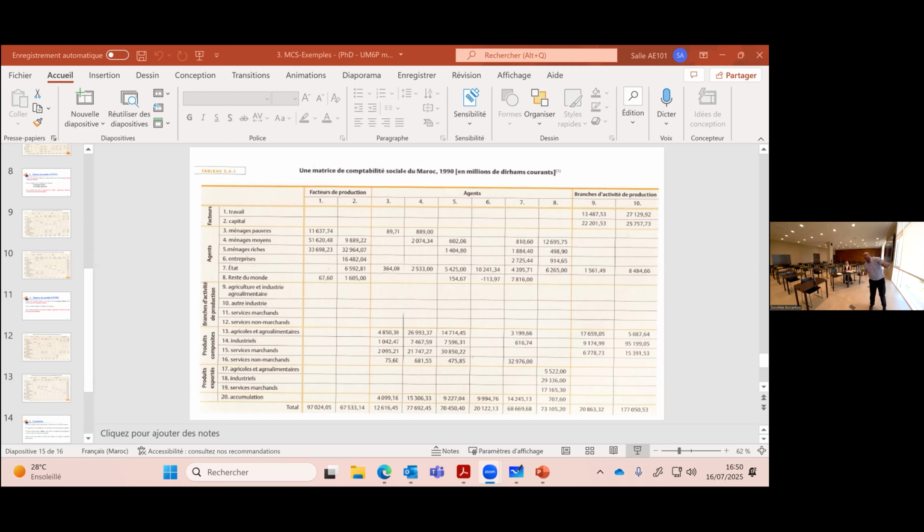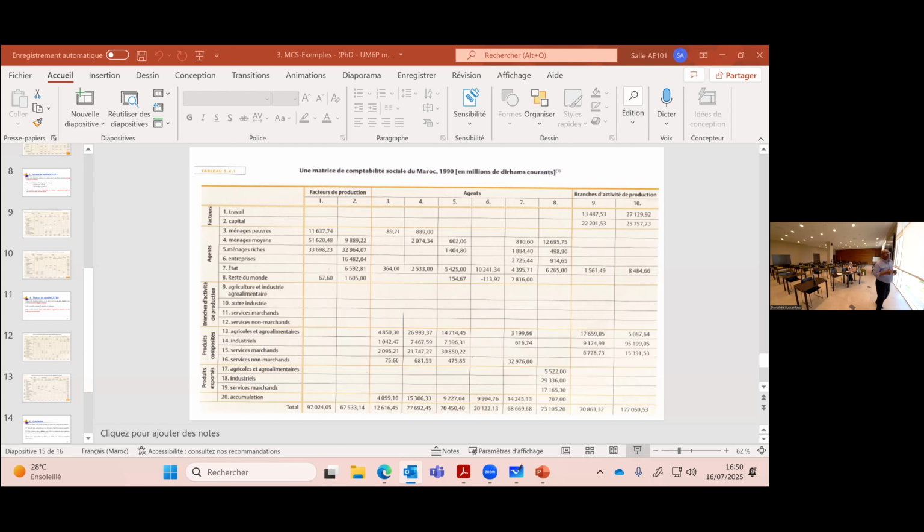We cannot change the page here, but the SAM is a table, a accounting table. What we have in this table: all accounts we have in row, we have in column. In the row, we have the income or the resource for each account. And in the column, we have the spending of each account. So we have the equality between the two. The total of a row in a SAM is strictly equal to the column.